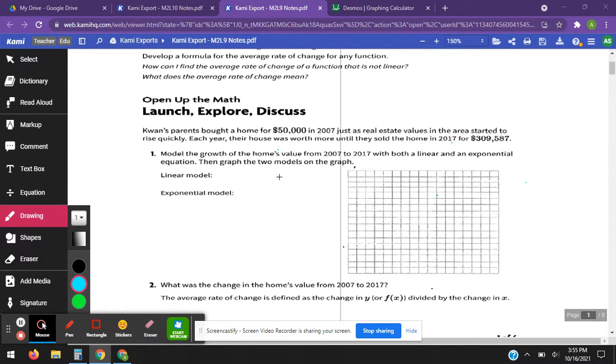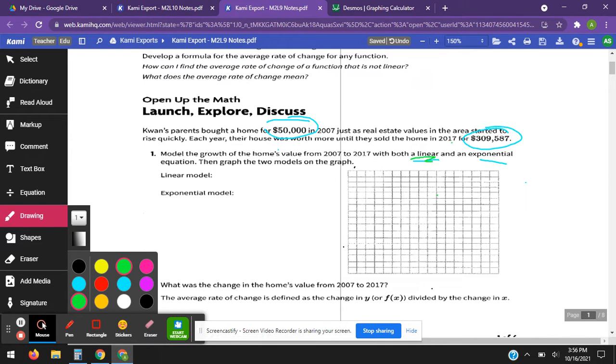Kwan's parents bought a home for $50,000 in 2007, just as real estate values in the area started to rise quickly. Each year, their house was worth more until they sold the home in 2017 for $309,587. So how we're going to do this is first we're going to model the growth of the home's value from 2007 to 2017 with a linear and an exponential. Okay, so two different types of graphs.